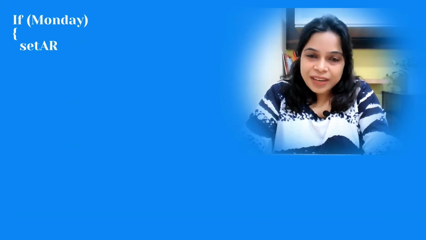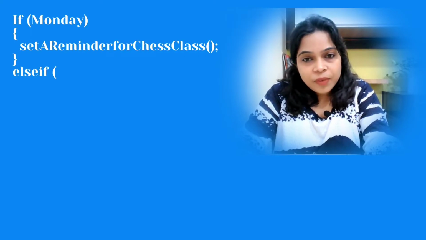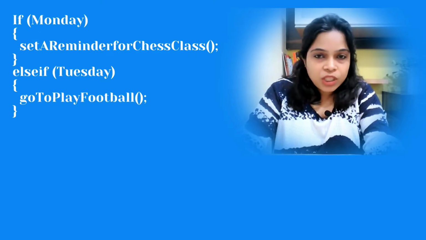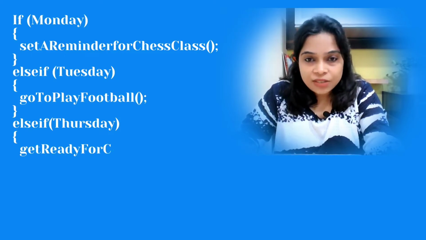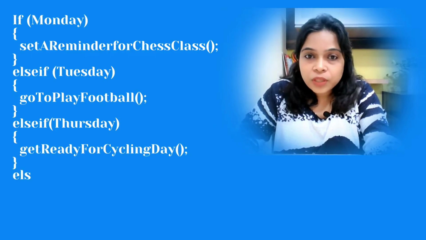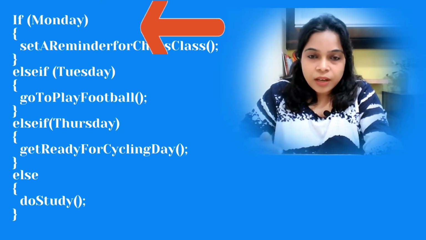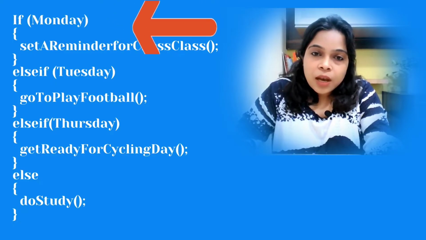When we say if it is Monday, set a reminder for chess class. And if it is Monday, the program which we are writing will set a reminder for chess class. And it will not go further to the next line. It will not go to check else if, because one condition is already satisfied. Now take a scenario when it is Tuesday. What will happen in this case?